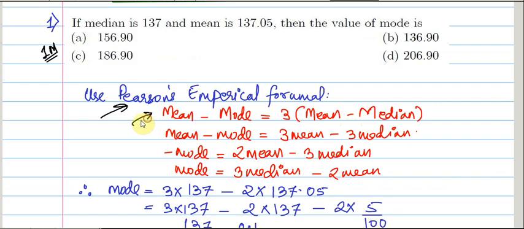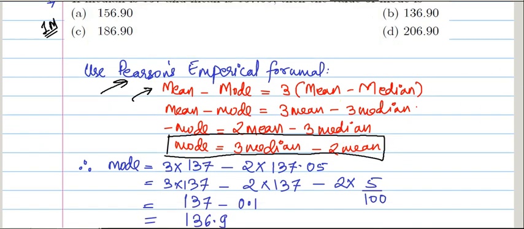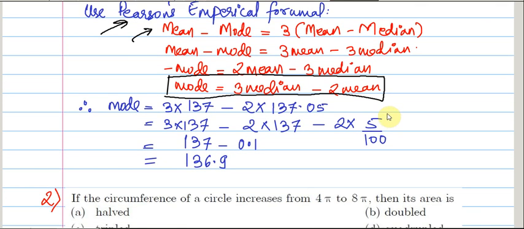Either you can use this formula or keep simplifying this to get mode equal to 3 times median minus 2 times mean. So either you remember this or you remember this. In case they are asking mode, this is the formula. We just need to put the values of median and mean. So 3 times median minus 2 times mean.